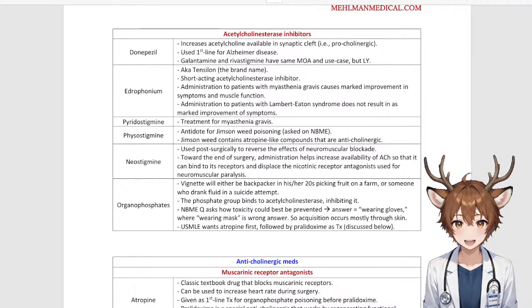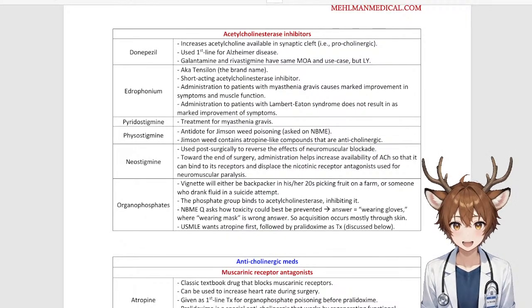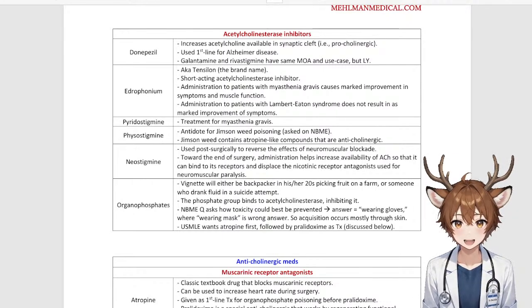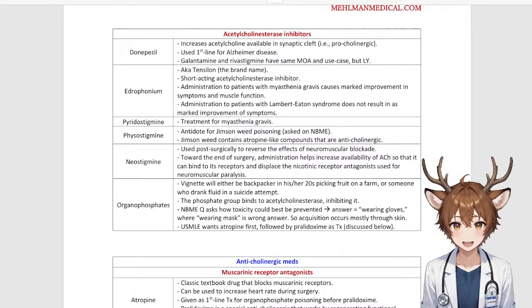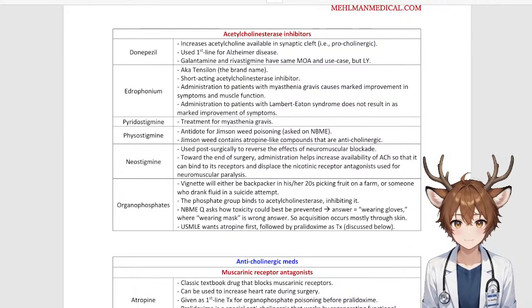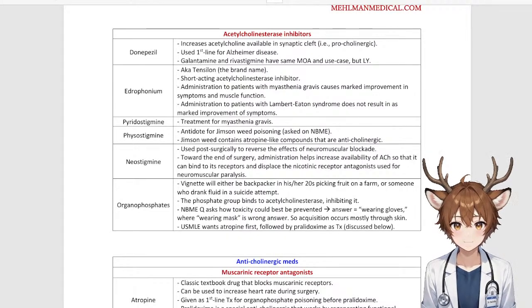If you are debating between LES versus MG, myasthenia gravis, versus Lambert-Eaton, Lambert-Eaton is not going to be meaningfully improved by the edrophonium Tensilon test, but myasthenia gravis would be. You see what I'm saying?